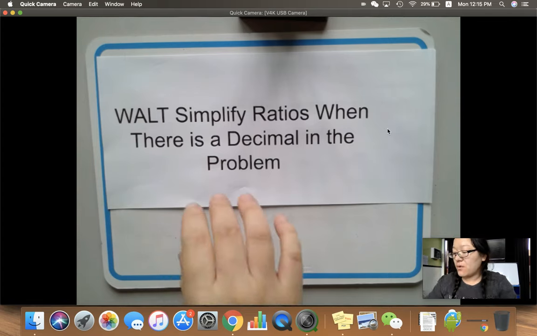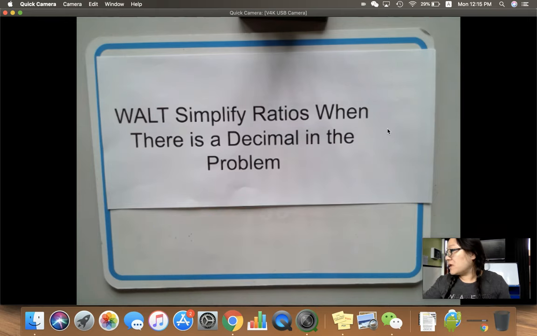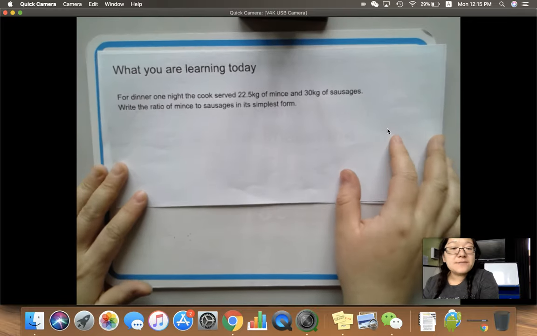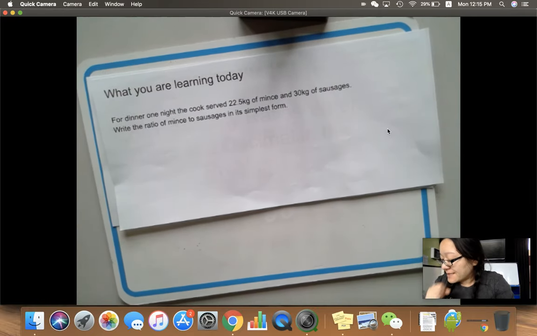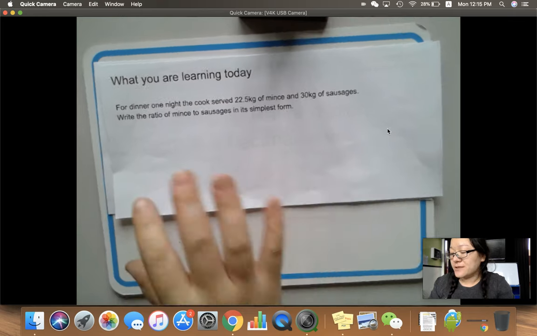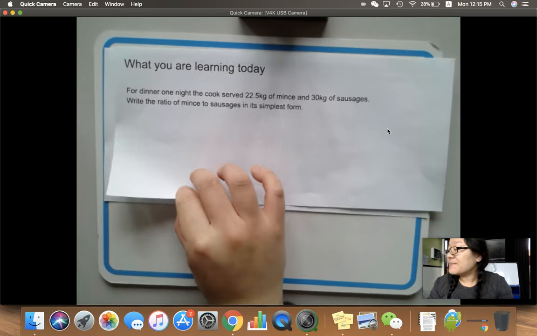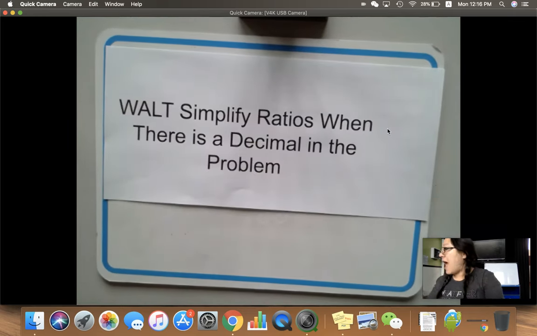Today we are learning to simplify ratios when there is a decimal in the problem. The reason that you are asked to do this clinic is because in the test you had a question: for dinner one night, the cook served 22.5 kg of mince and 30 kg of sausages, and write the ratio of mince to sausages in its simplest form. That was something that you had a little bit of a problem with, so we are going to go through some similar questions today and show you how to do these.